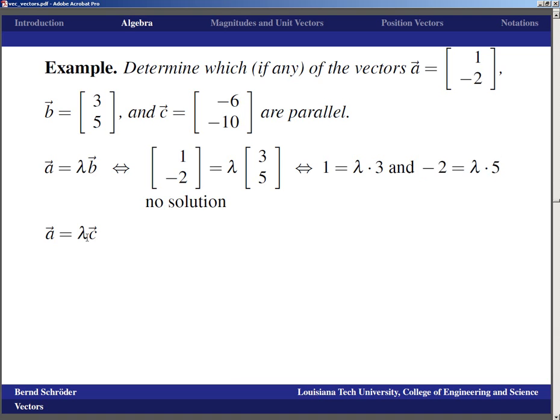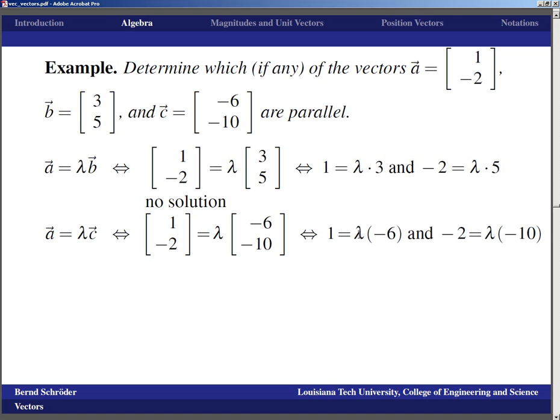A being lambda c is what we would have to check to determine whether a is parallel to c. That's the same as saying (1, negative 2) is equal to lambda times (negative 6, negative 10), which means 1 is lambda times negative 6 for the x components, and negative 2 is lambda times negative 10 for the y components. If we solve that, we get lambda equals negative 1/6, and again, that does not solve the second equation. So again we have no solution, and a and c are not parallel.